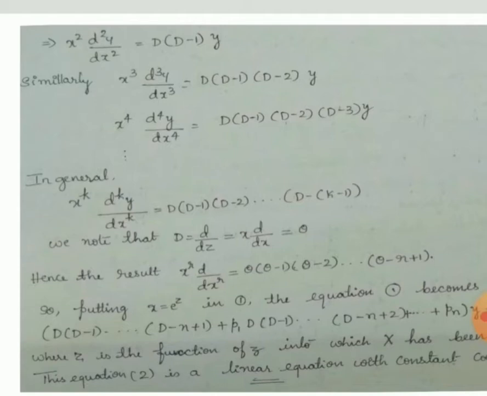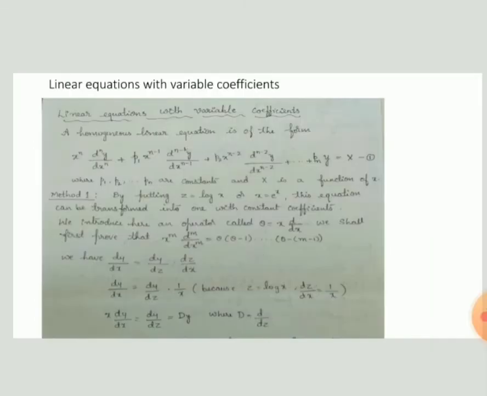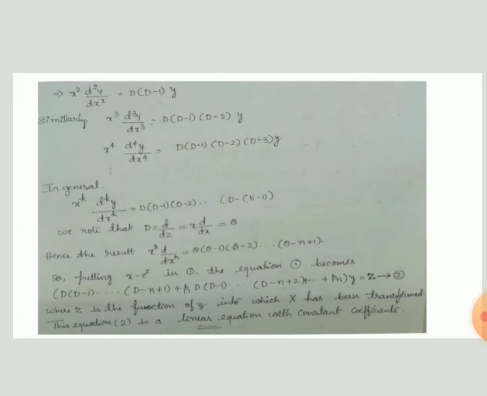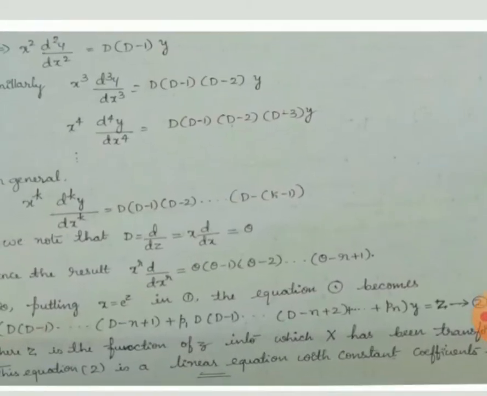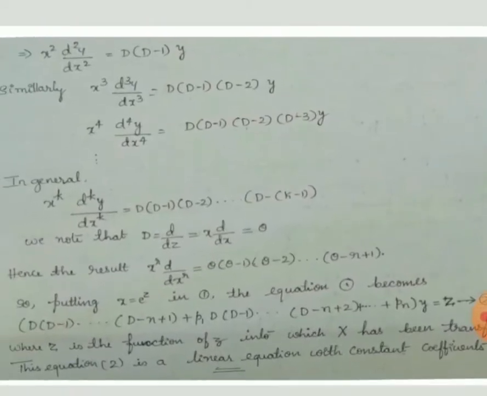So observe that we got, for the first, x·dy/dx as D y, in the previous. Now x²·d²y/dx² as D(D − 1)y. So similarly, x³·d³y/dx³ can be written as D(D − 1)(D − 2)y. Similarly, x⁴·d⁴y/dx⁴ can be written as D(D − 1)(D − 2)(D − 3)y.